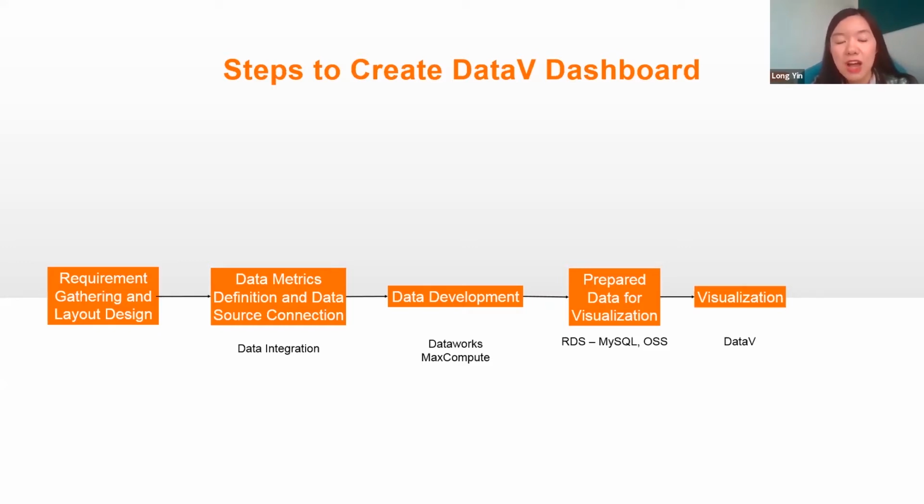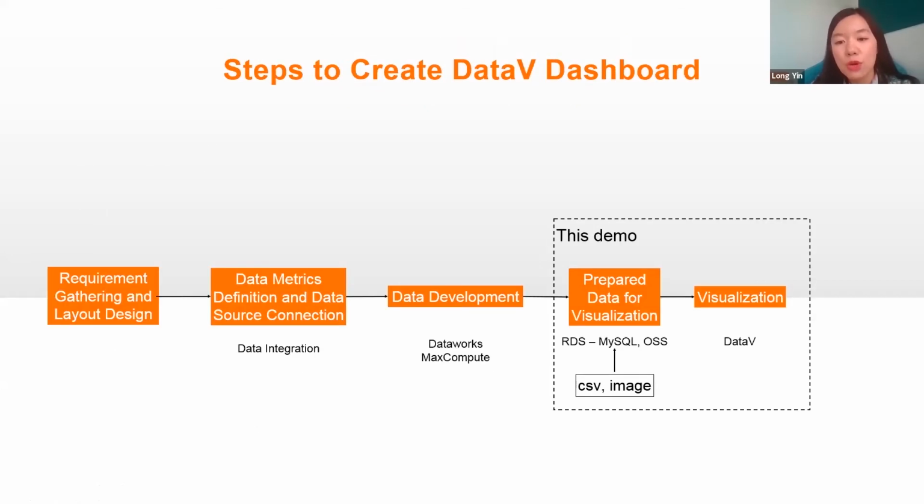The next step is data development. Alibaba provides big data warehousing and big data development services. The names are DataWorks and MaxCompute. After the data is prepared, the data can be stored in a structured relational database, for example, RDS, MySQL. For unstructured data like images, video, and audio, this data can be stored in OSS, Object Storage Service. The last step is visualization. Alibaba provides DataV as a tool to create visualization.